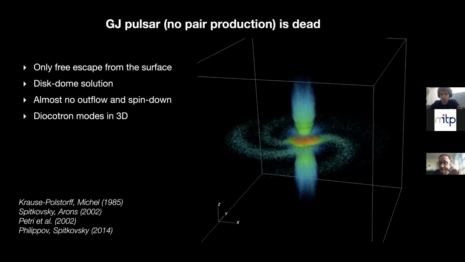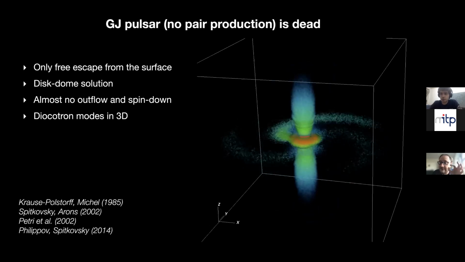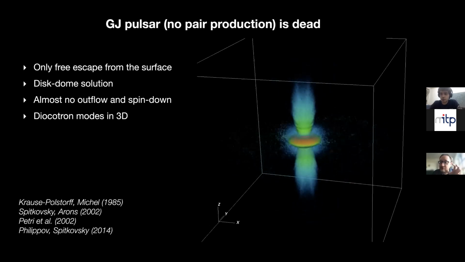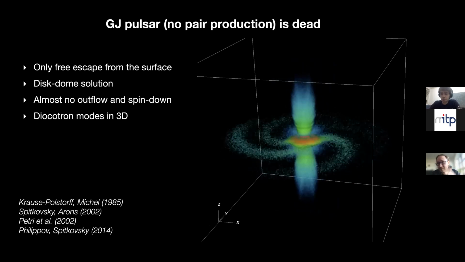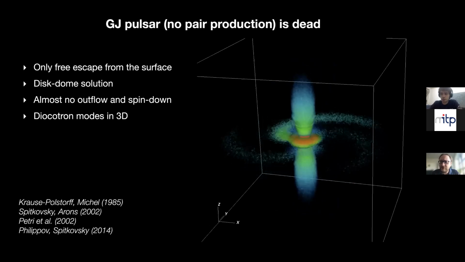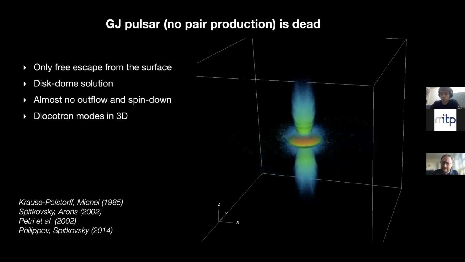The voltage, this accelerating potential close to the neutron star becomes small, and none of this physics that I talked about in the beginning can no longer operate. You don't get pair production, you don't get photons, and basically you get into the state of a dead pulsar.